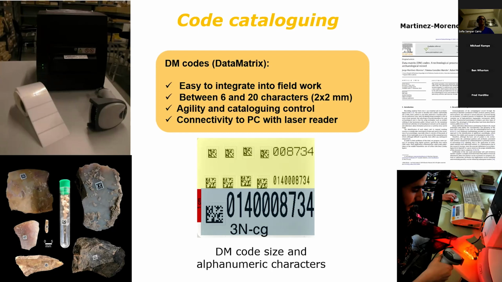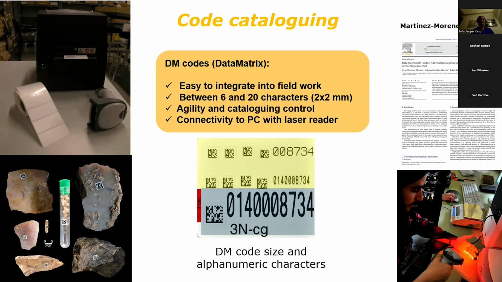And the smallest size we have is 2 by 2 millimeters, so they really fit in very small artifacts. Even though they are very small, they provide enough space to replace traditional labeling, but also to cover all the data we record in the field.